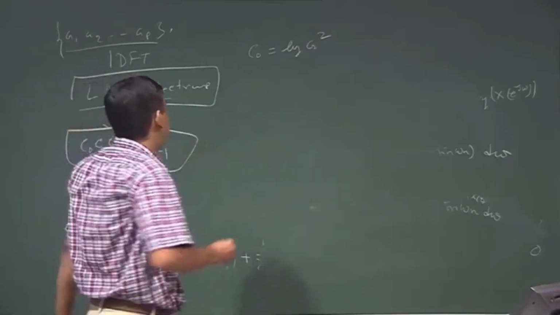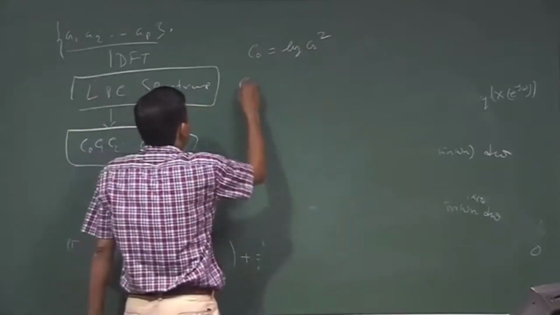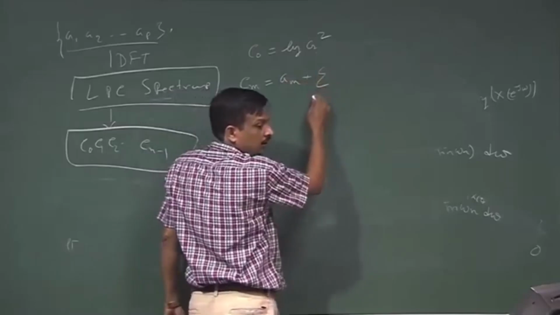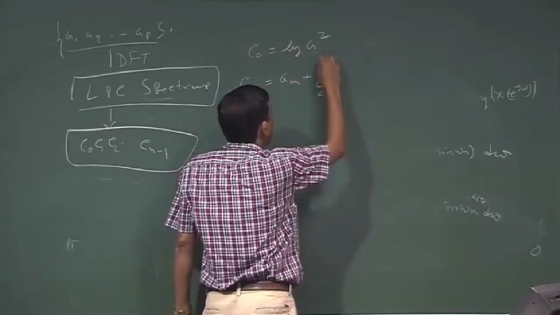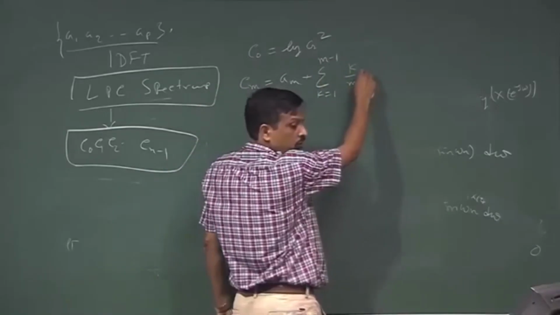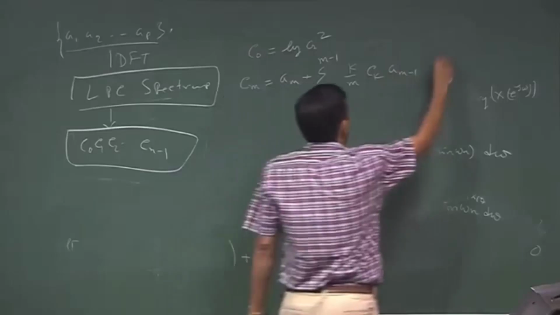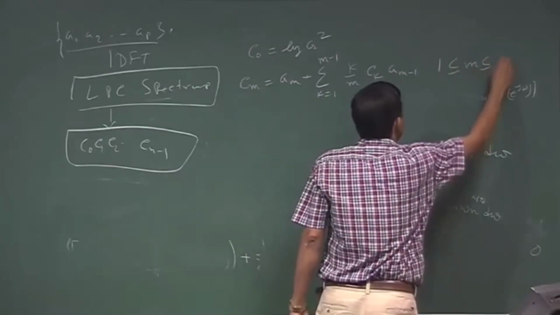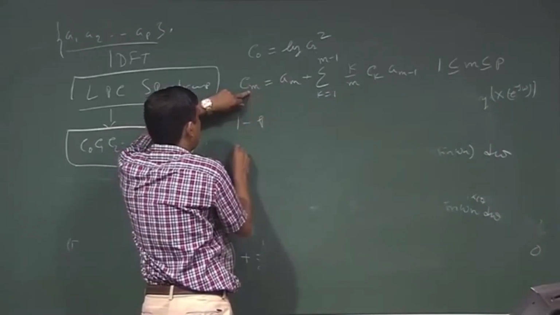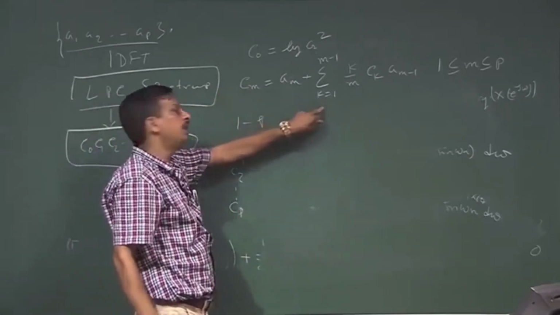So, if I know the G, C0 is nothing but log of G square, then I can say Cm is equal to Am plus the sum over k equal to 1 to m minus 1 of k by m into Ck A m minus k, where m varies from 1 to p. So, if m varies from 1 to p, then I can get C1, C2, dot dot dot, Cp using this equation.